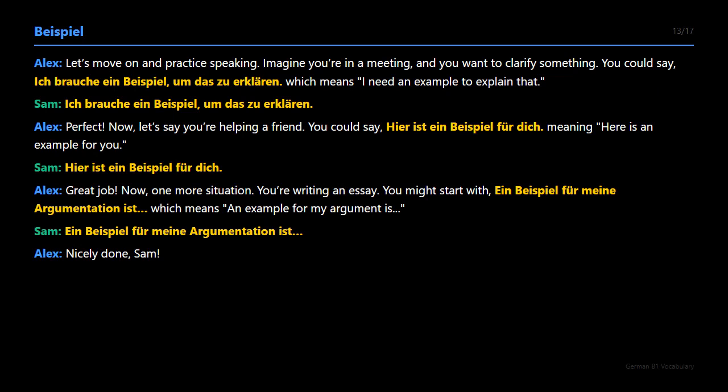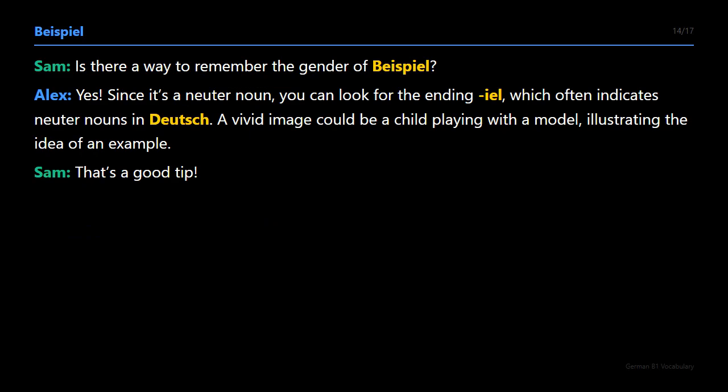Nicely done, Sam. Is there a way to remember the gender of Beispiel? Yes. Since it's a neuter noun, you can look for the ending, which often indicates neuter nouns in Deutsch. A vivid image could be a child playing with a model, illustrating the idea of an example.